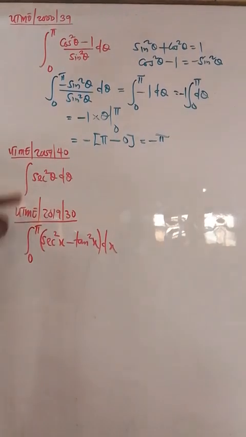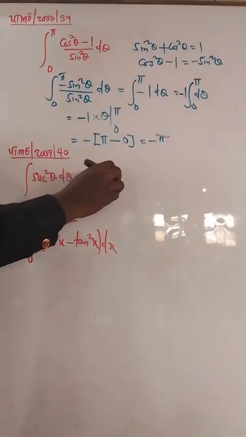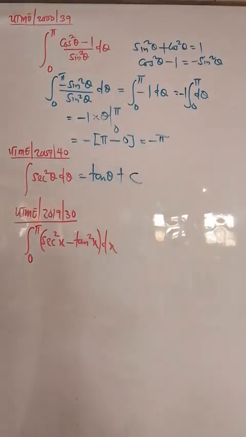The next question, 2009 number 40. To me, this is not a question, this is an answer. Why? We've already done this. If you integrate sec square theta, the answer is straight: tan theta plus c.